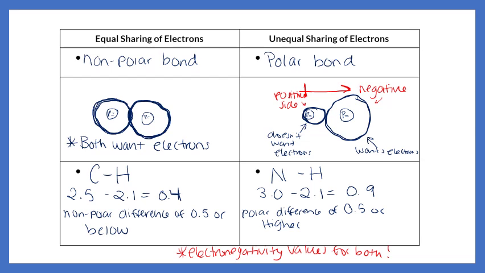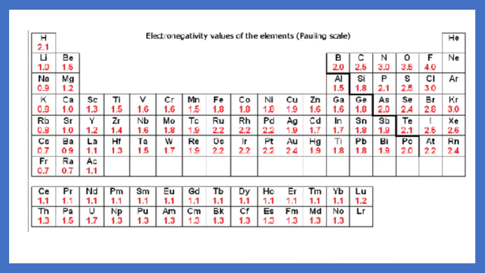Okay, and you can find those values on a periodic table, or you can go online and type electronegativity values, or I will give you the values. Typically what I'm going to do is give you something that looks like this, and these little red numbers, these are the electronegativity values.